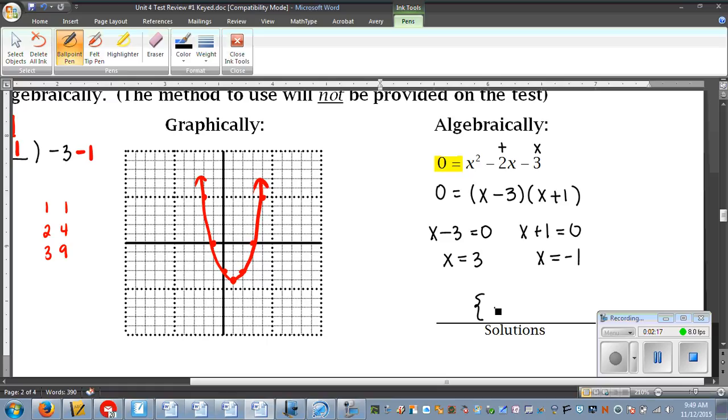So my solutions are 3 and negative 1, which if I check on my graph, also are the x-intercepts of the graph, and I know that I did it correctly.